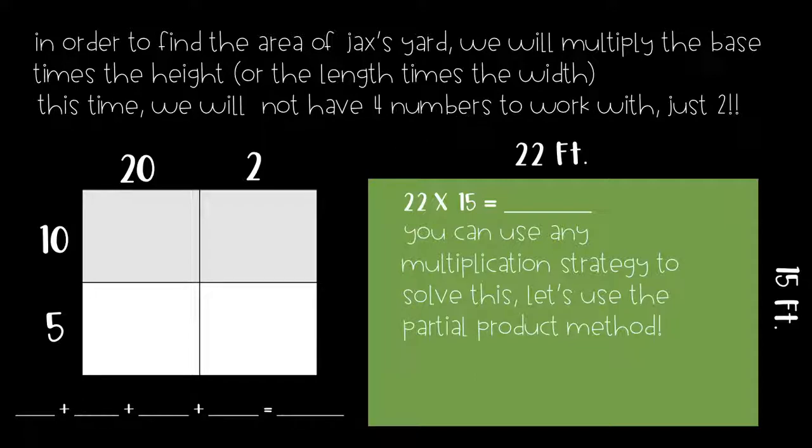Then multiply 10 times 2 to get 20. Then 20 times 5, which will give you 100. And then 5 times 2 will give you 10. The next thing you need to do is add up all of those numbers together. When we do that, the area of Jax's yard is 330 square feet.